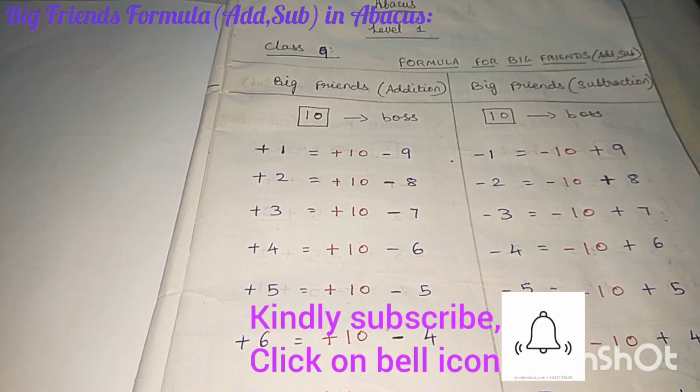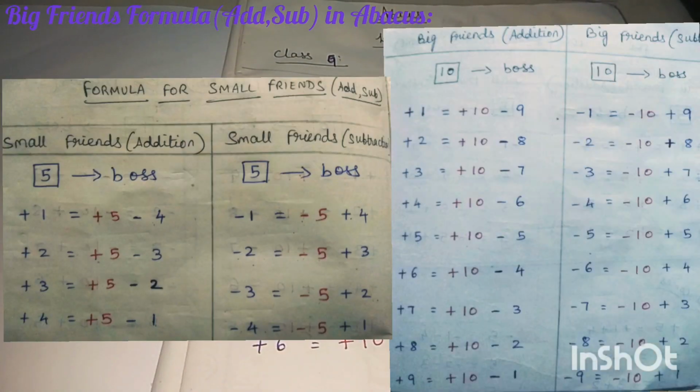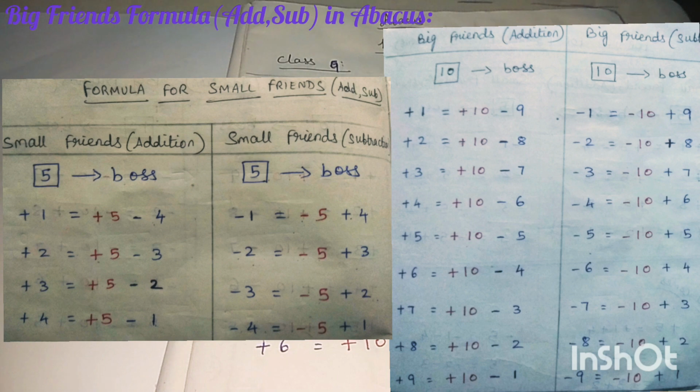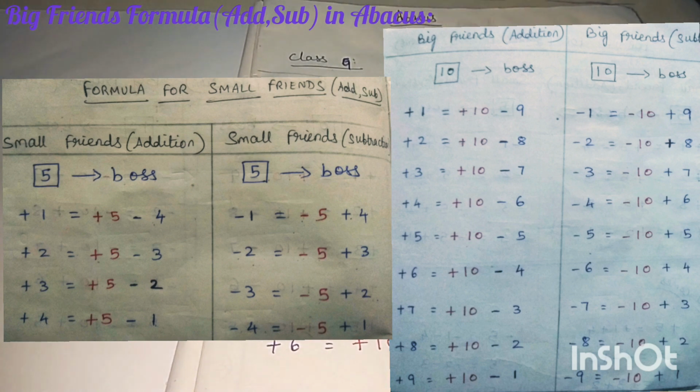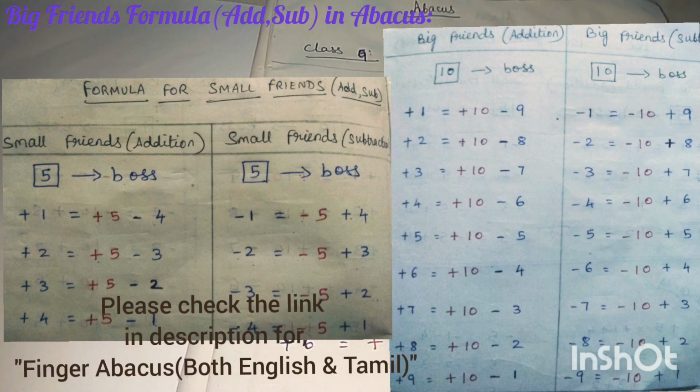Here I am going to explain the concept of big friends addition and subtraction, okay? First let me explain in which situation we should use this formula. When we need to add or subtract any numbers using Abacus, if enough beads are not available, then we can take the help of either small friends or big friends, okay?